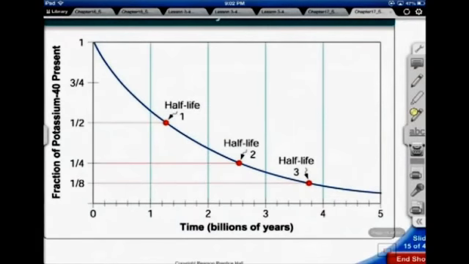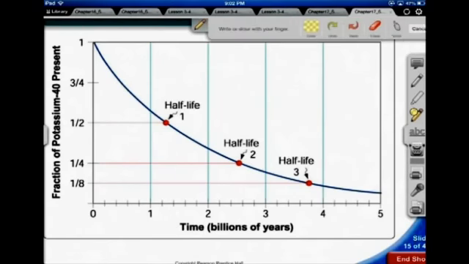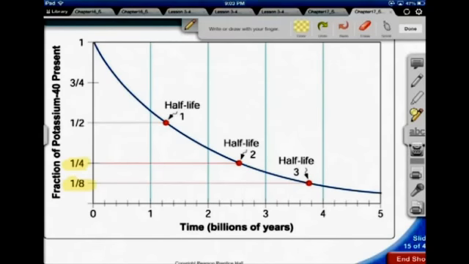So we've seen the concept of half-life applied. And by half-life, that means only half the material remains. The second half-life, a half of a half is a quarter. And at the third half-life, you have an eighth. And at the fourth half-life, you have a 16th, so on and so forth.